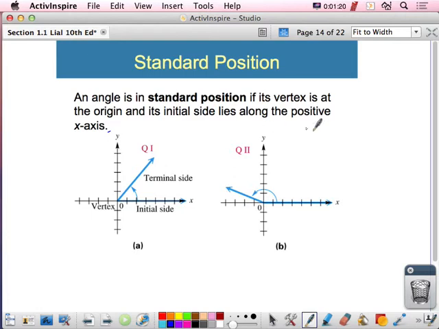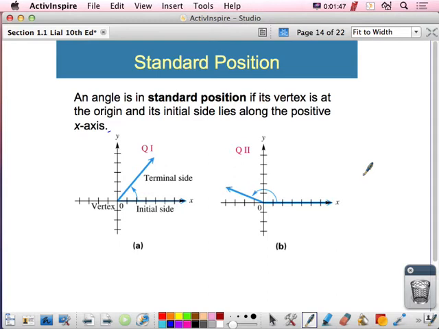So over here, the second little drawing, this angle originates along the positive x-axis and rotates more than 90 degrees and into quadrant 2. So we call that a quadrant 2 angle. That's usually what we name an angle. I go, is it a quadrant 1 or quadrant 2? So we name it by the quadrant it lands in. Make sense?